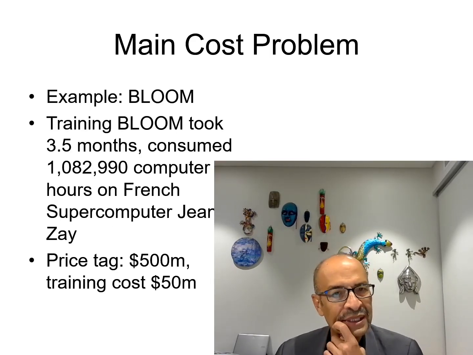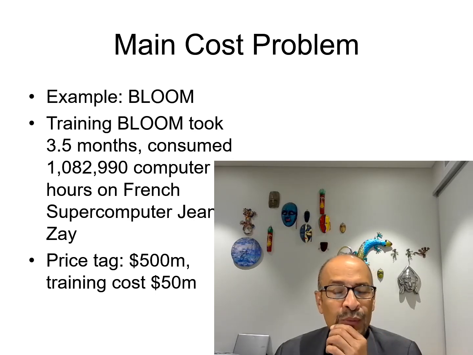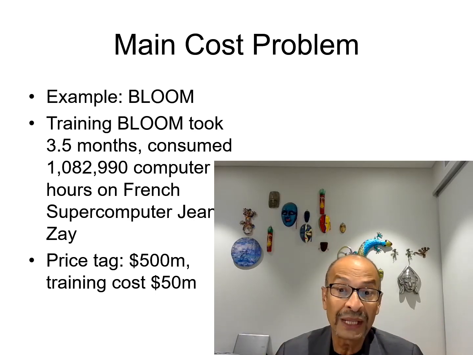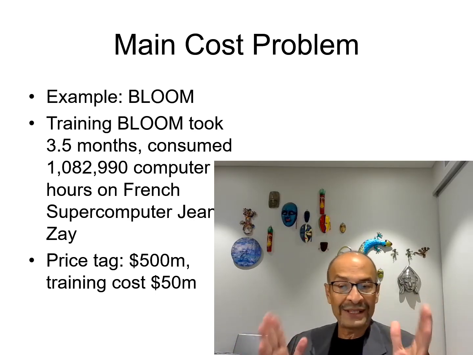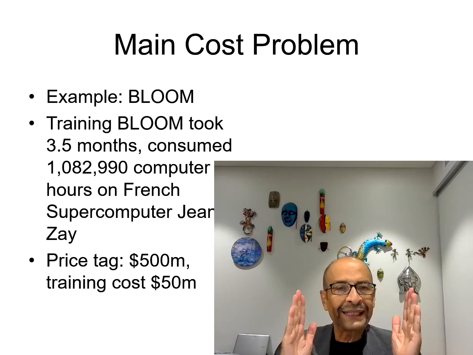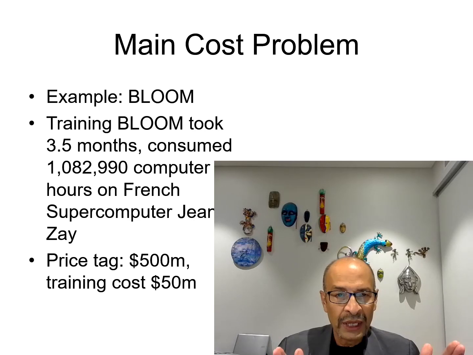So here's the model called Bloom. You may not have heard about the Bloom model because it's fairly recent and it has not been that popular yet, as these kinds of models go. What it purports to do is language translation with a large number of languages. It has all kinds of information from each of those languages. I'm going to come to that in a second. But training of Bloom took 3.5 months and consumed over 1 million computer hours on a French supercomputer called Jean.